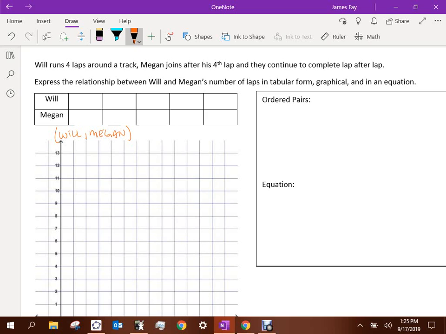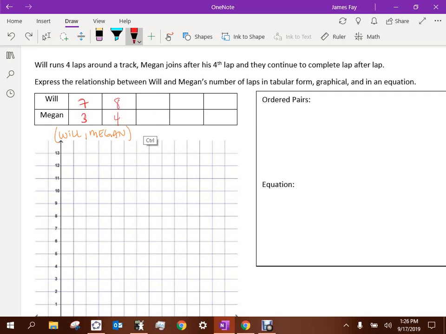Give that a shot. That is fine. If you had something different, maybe you had something like this. Maybe you started at 7. If Will has 7 laps in, but Megan didn't join him until after his 4th lap, then at that time she only has 3 laps in, right? Does that make sense? And then you can go 8, and then she has 4, and he has 9, she has 5.